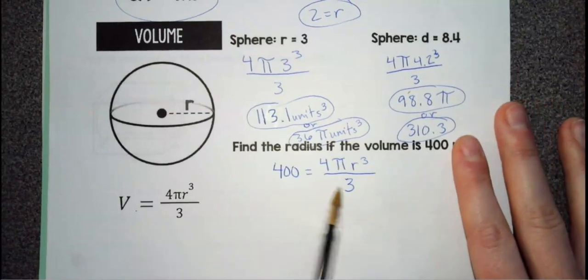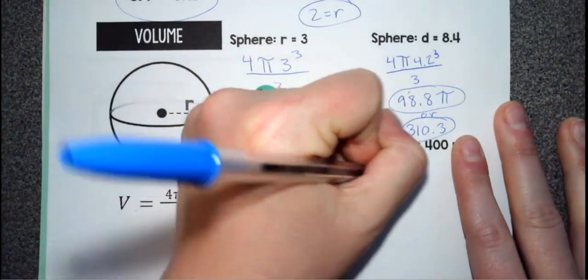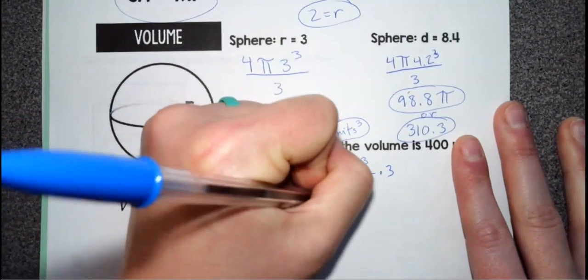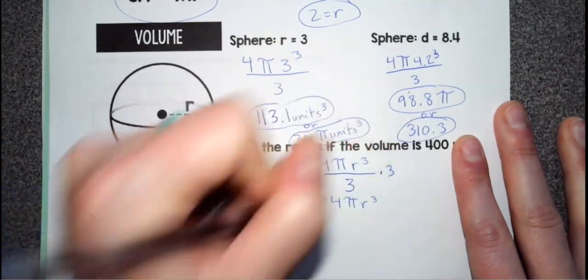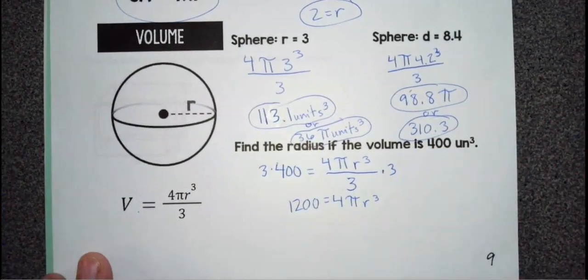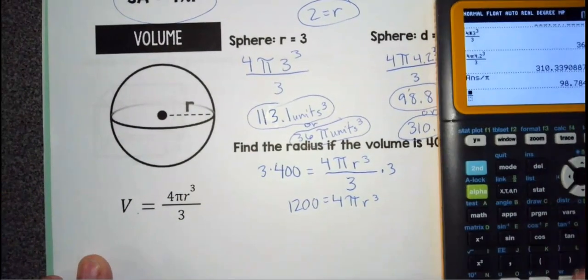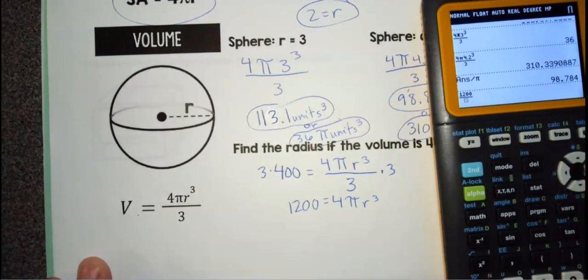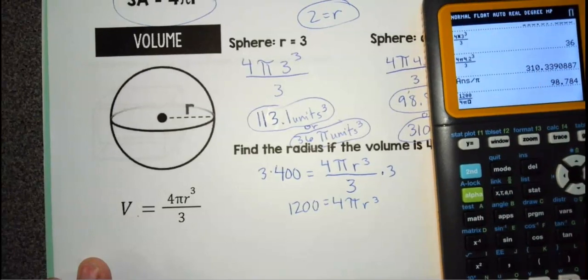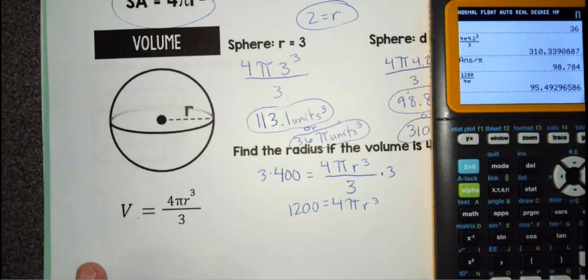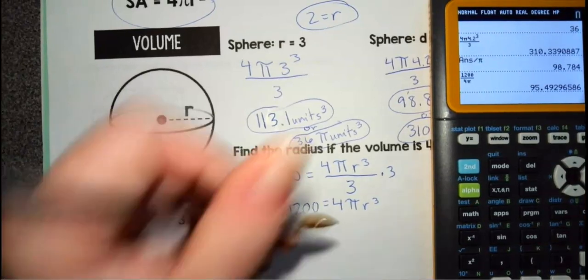I'm going to get rid of this fraction. So I'm going to multiply by 3 on both sides. 1200 equals 4 times pi times the radius cubed. Now it's very similar to the problem above. So 1200 over 4 pi. Notice I'm putting it in this little fraction thing so that it doesn't mess up. All right, and then I get this number.